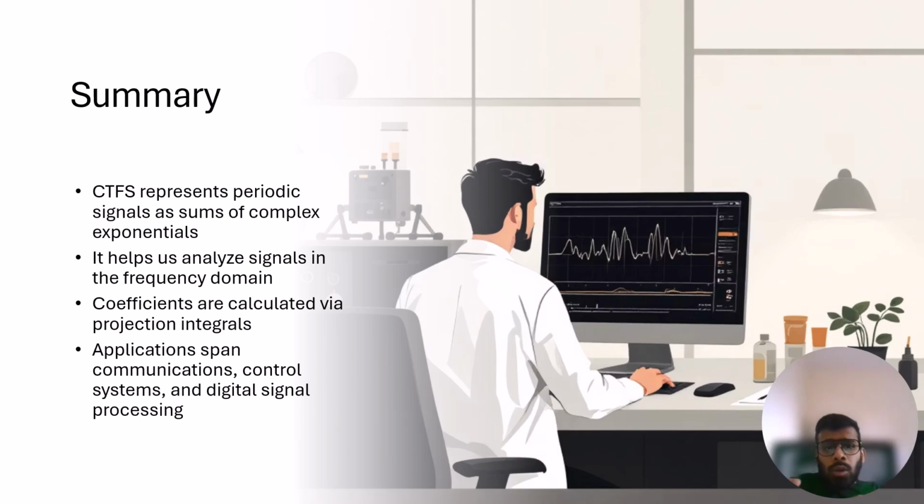A quick summary. CTFS represents a periodic signal as a sum of complex exponentials. It helps to analyze complex signals in the frequency domain to understand the hidden pattern and provides us an opportunity for efficient processing. Its applications span communication, control systems, and digital signal processing.